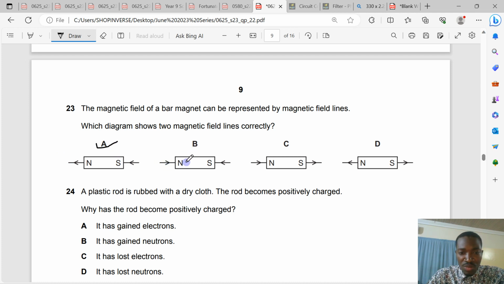They are entering through the North Pole, that's wrong. Entering to the North, so that's wrong. Coming out from North, good. Coming out from South, that's wrong. A is the correct answer to question 23.